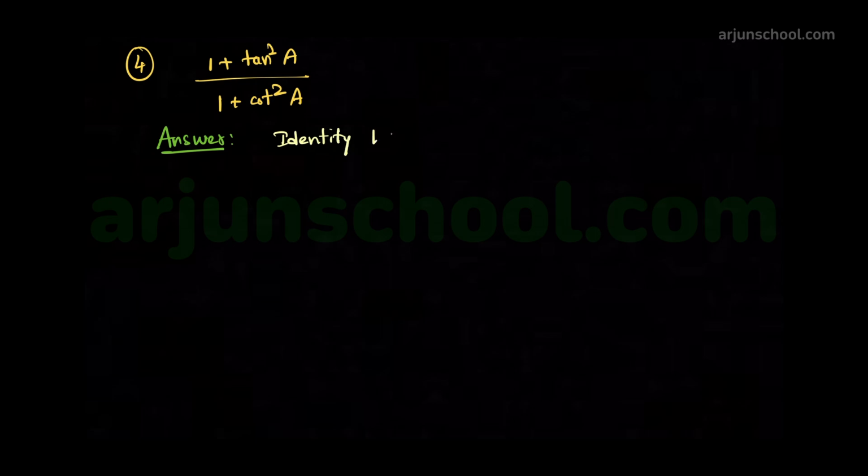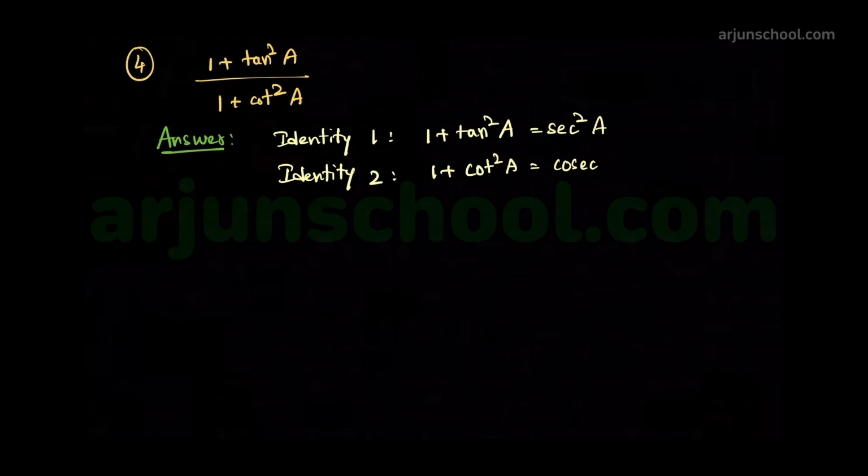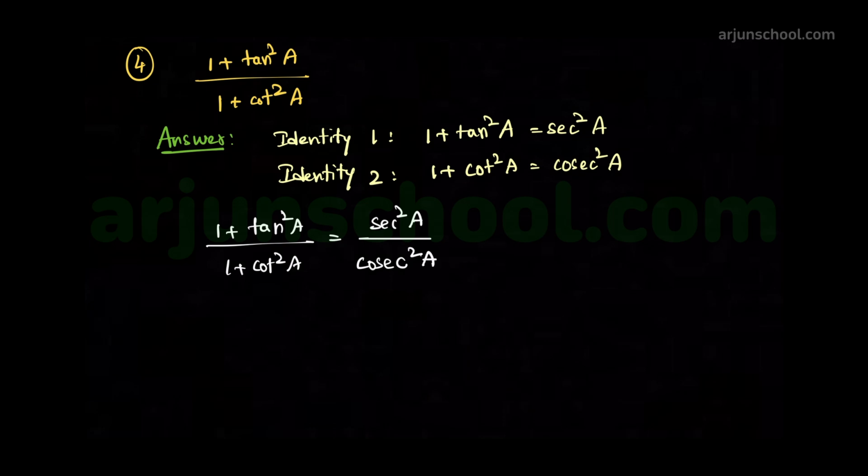Problem 4. 1 plus tan square A by 1 plus cot square A. For this problem, we shall use two identities. First identity, 1 plus tan square A is equal to secant square A. Second identity, 1 plus cot square A is equal to cosecant square A. The numerator 1 plus tan square A, we can replace it with secant square A. And the denominator 1 plus cot square A can be replaced with cosecant square A.